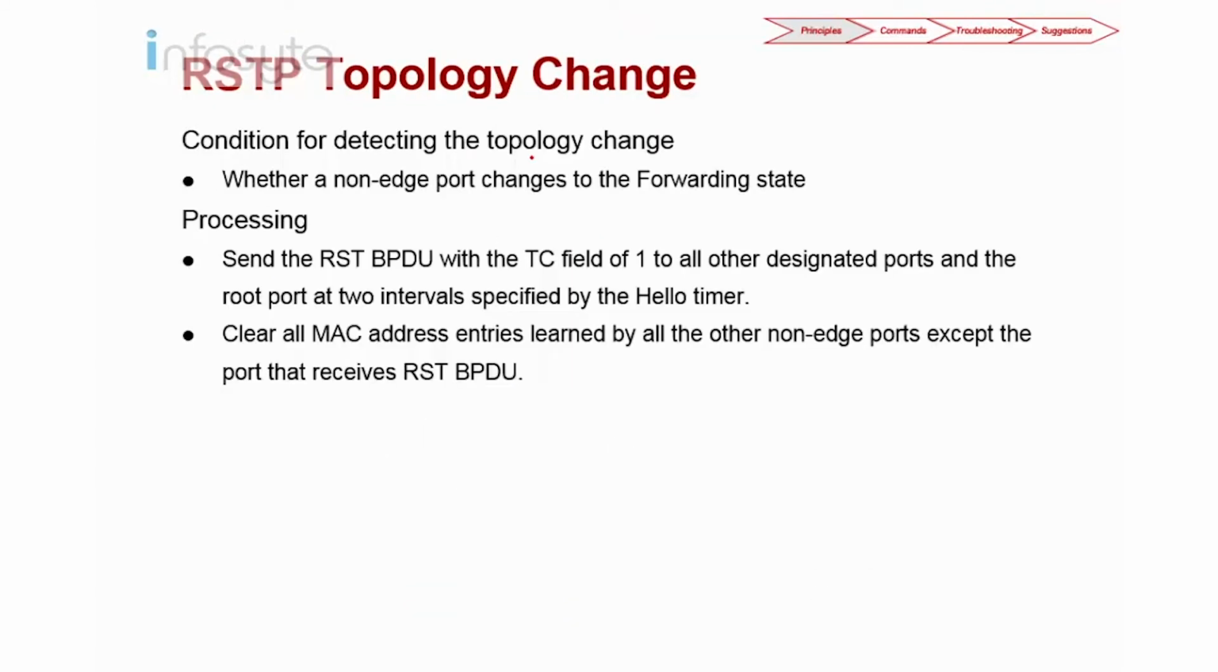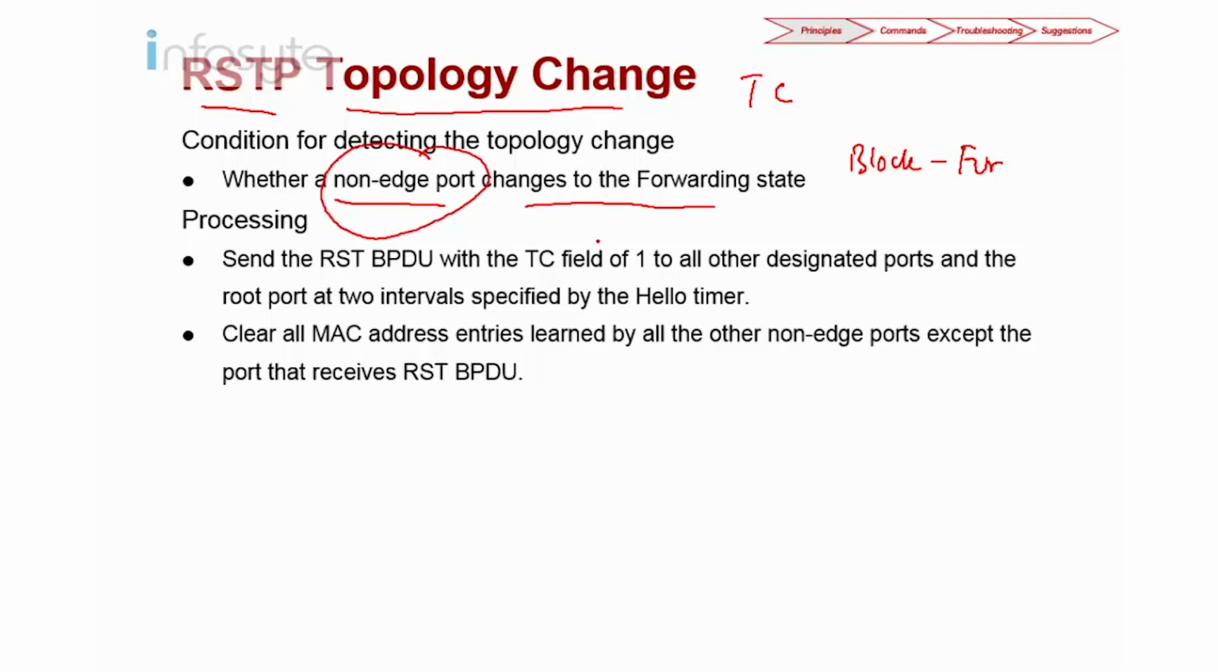Now let's look into the RSTP topology change, or TC. Now the condition for the TC to be generated is whether a non-edge port changes to forwarding state. So assuming that you are going from blocking state to forwarding. Now the condition is that it has to be a non-edge port, because when you are an edge port, changing from a blocking port to a forwarding port doesn't create the topology change notification. Okay, so please be aware of that.